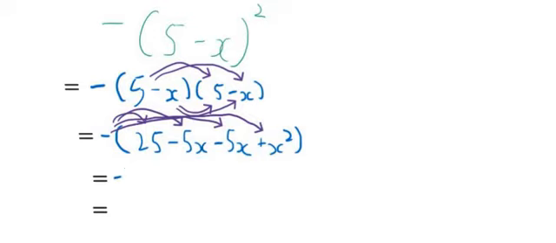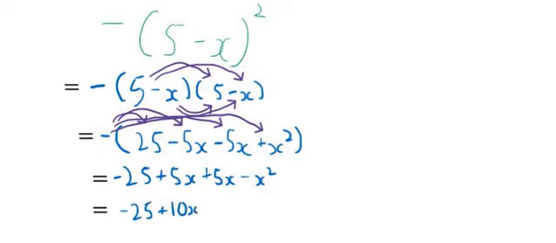So it starts with minus 25. Then it gives you plus 5x. Then again, plus 5x. Minus times minus equals positive, but minus times positive equals minus. So, minus x squared. So, overall it's minus 25 plus 10x minus x squared. That is it for this question.